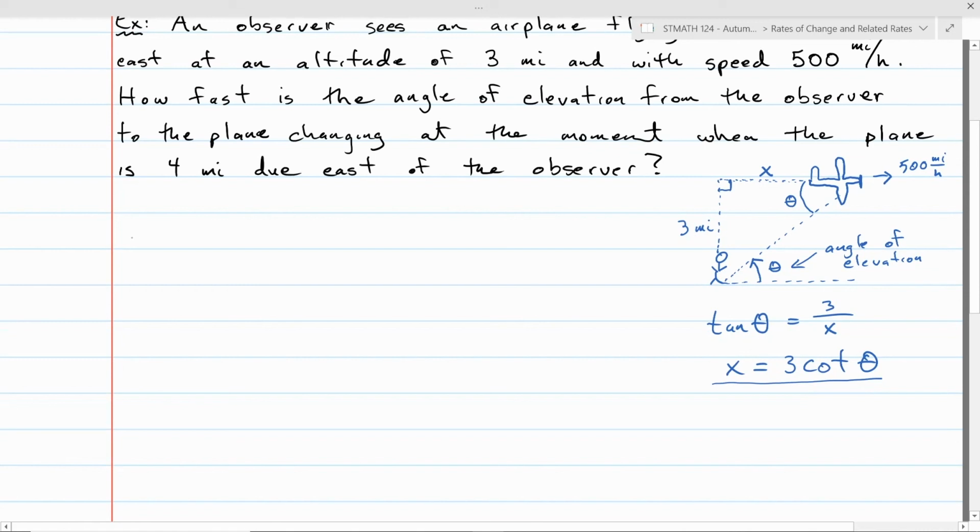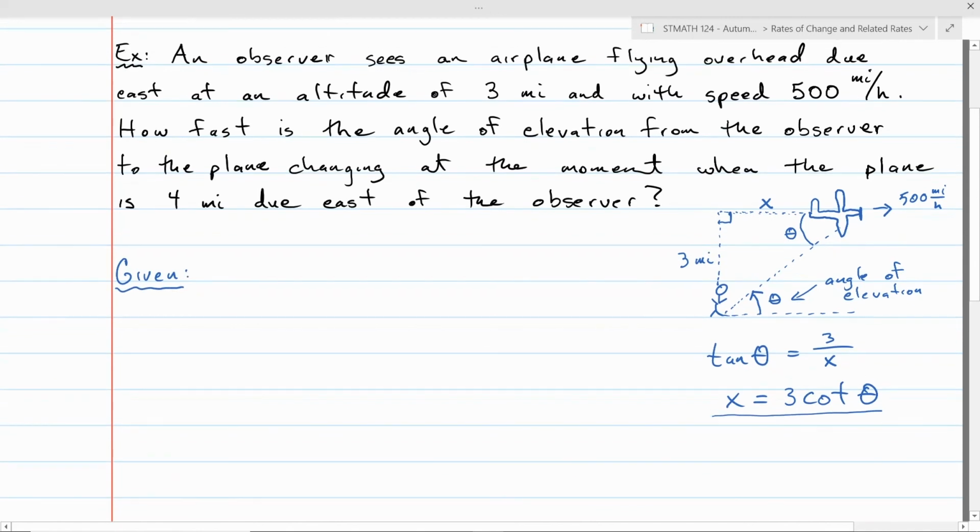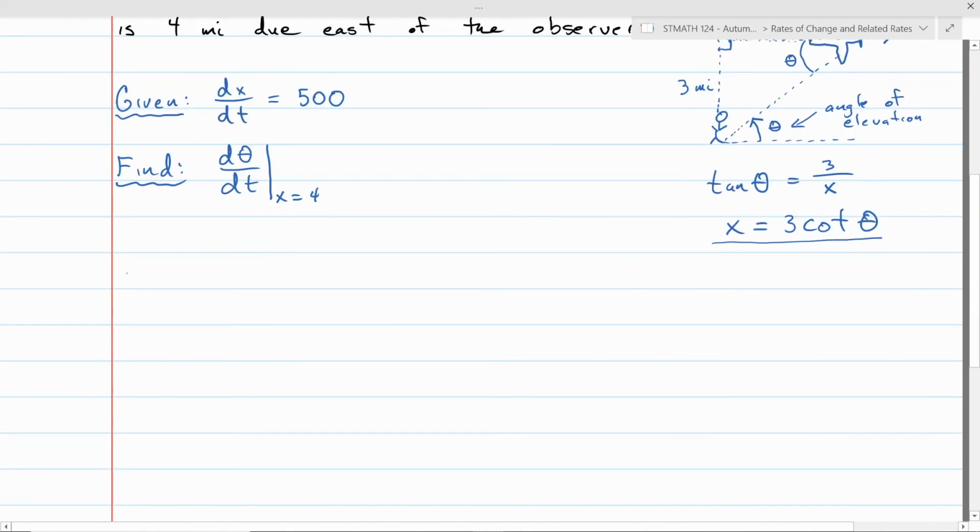So what we're given in this problem, in terms of the variables that I have here, is dx/dt, that's the speed of the airplane, is 500. Steady 500. And what I'm being asked to find, in terms of the variables in play, is how fast that angle theta is changing at the moment when x is equal to 4. Let's see if we can get something going here.